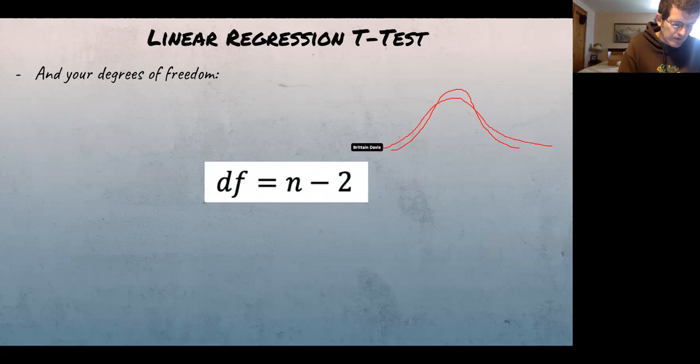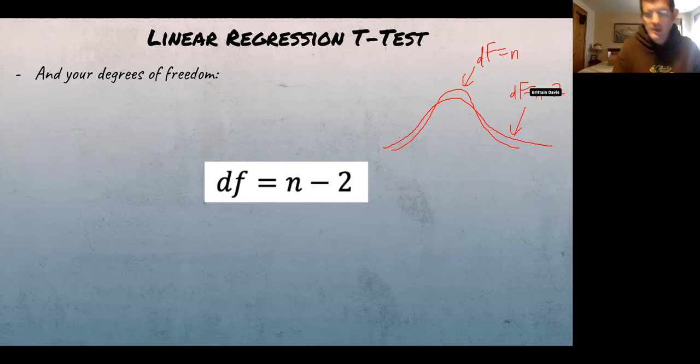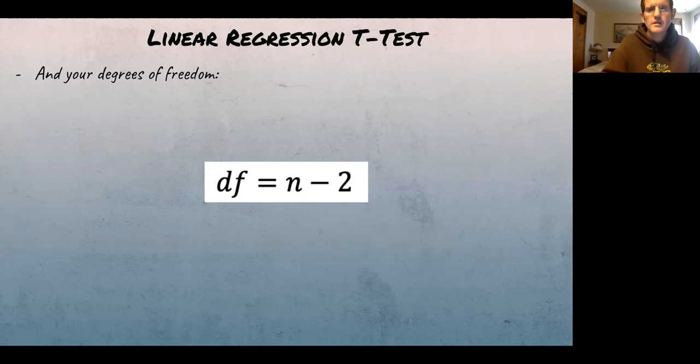But if this was degree of freedom equals n, this would be degree of freedom of n minus 2. A little bit fatter, more uncertainty on the tails, higher probability that it ends up in a more extreme value. So that's why we do this, because we got 2 quantitative variables, which increases the uncertainty. All right, it doesn't change it by much, but it does change it a little.